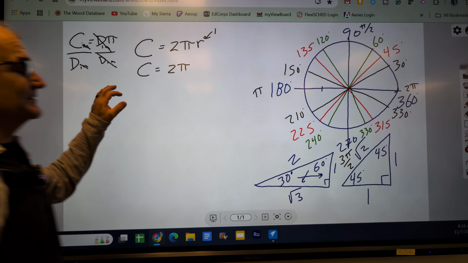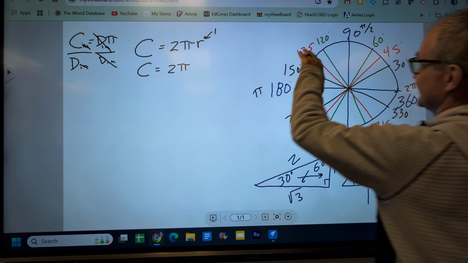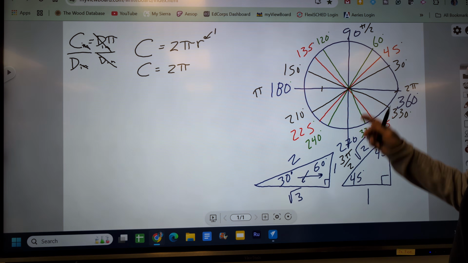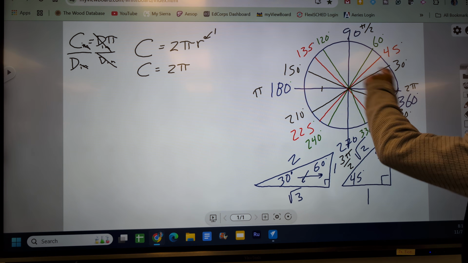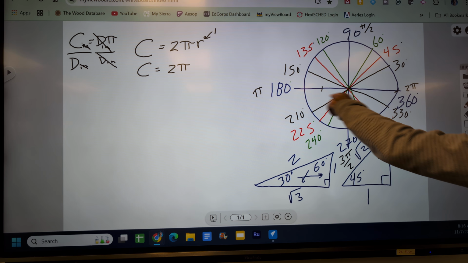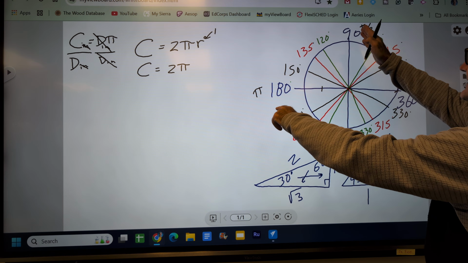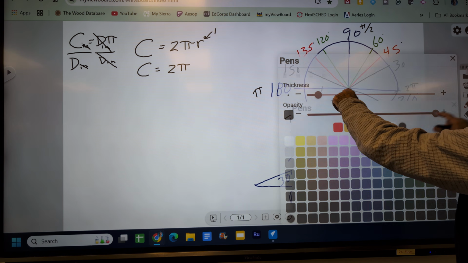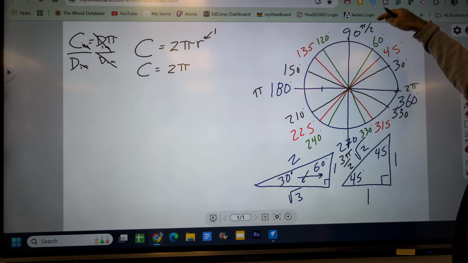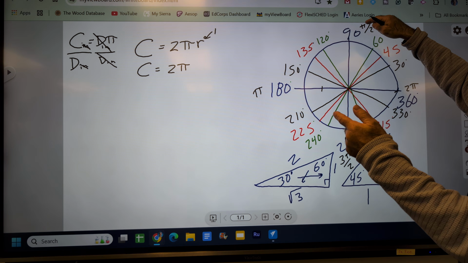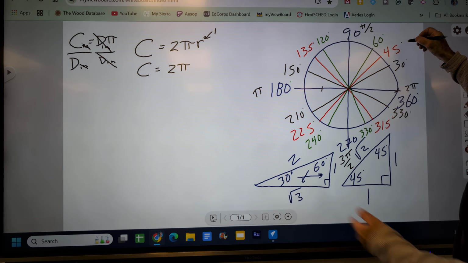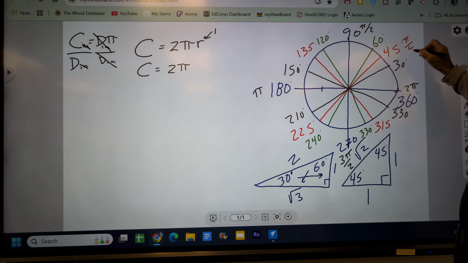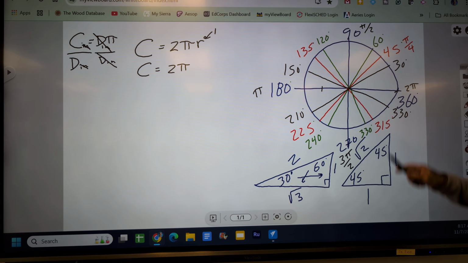All right, let me go over one more piece here. Let's look at the red and the green and the black values. So if all the way around is 2 pi, I split this into pi, cut that in half. Now to get my 45s right here, I'm going to cut that half in half. So pi over 2, half of that, pi over 4. So that means I'm counting in quarters now.